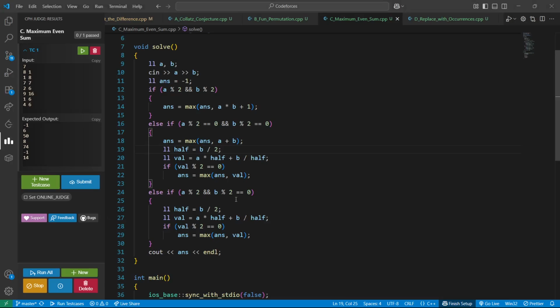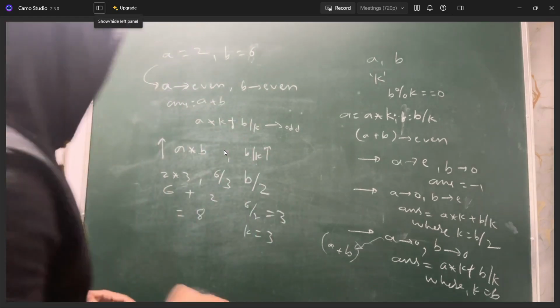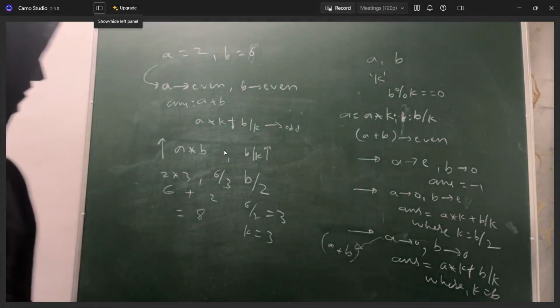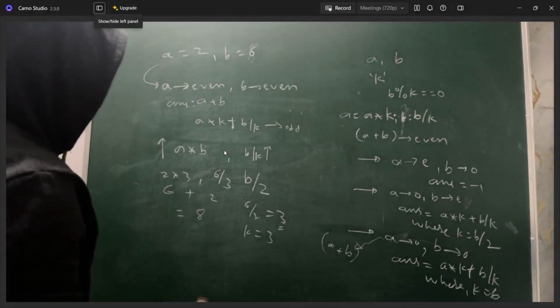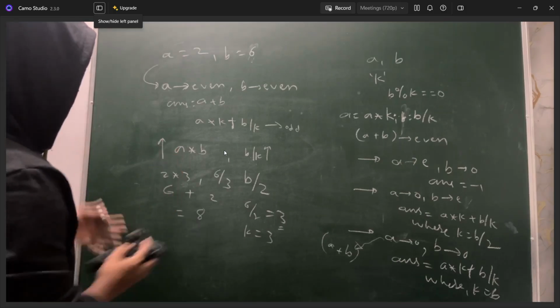But when both are even, again we are taking half only. Because if you take half, which is 3 only, that will give the maximum when you're doing a into k. Let me tell you what I'm trying to say.